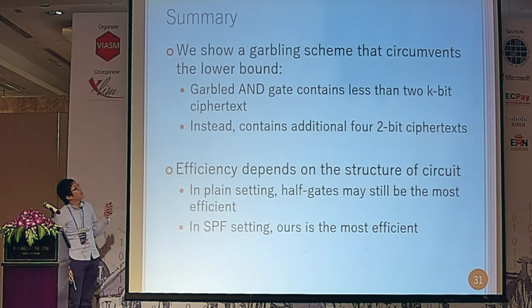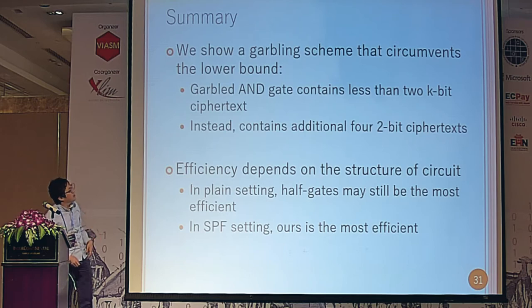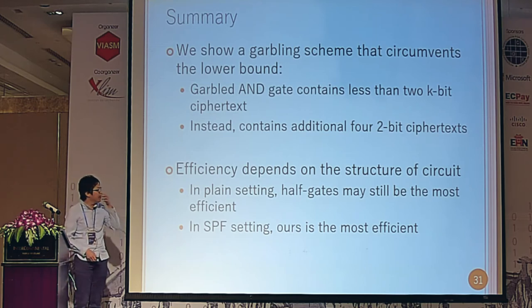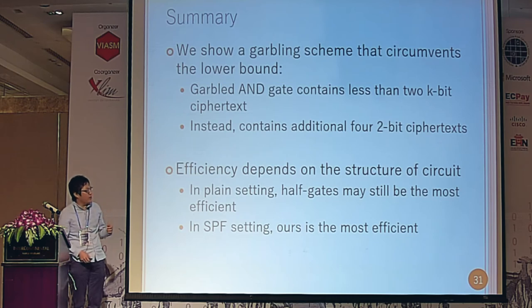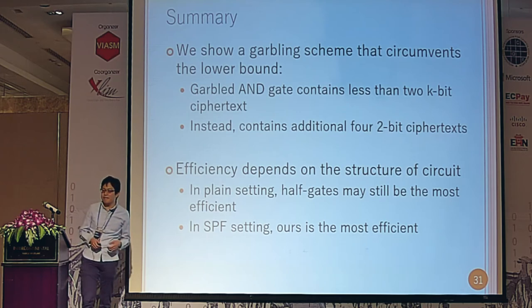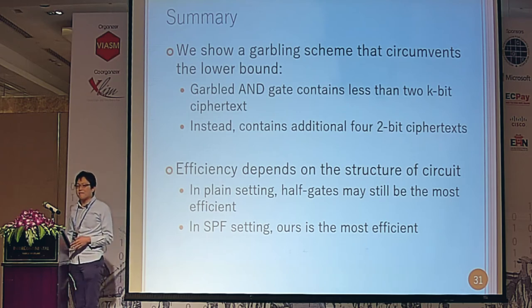This is a summary of the results. We show a garbling scheme that circumvents a lower bound. Each garbled gate contains less than 2k bits, but instead contains an additional 2-bit ciphertext per AND gate. And efficiency depends on the structure of the circuit. In the plain setting, the half gates scheme may still be the most efficient scheme, and in the SPF setting, ours is the most efficient scheme. Thank you for listening.